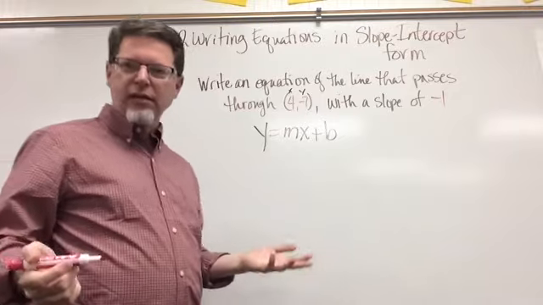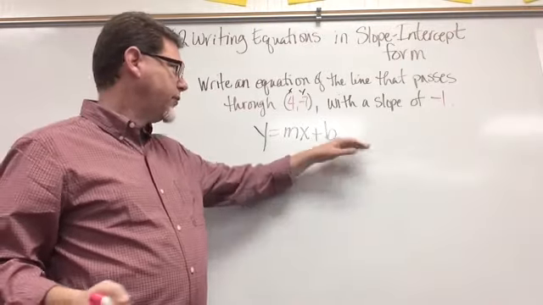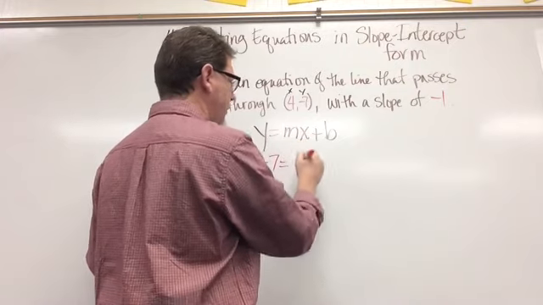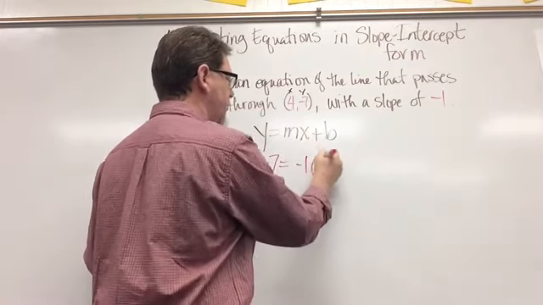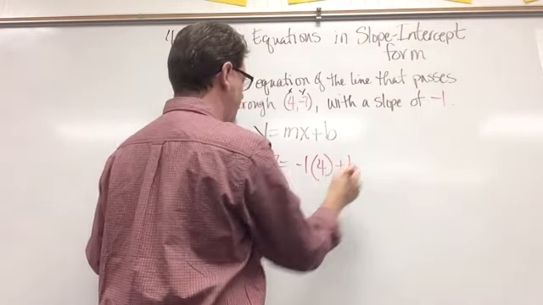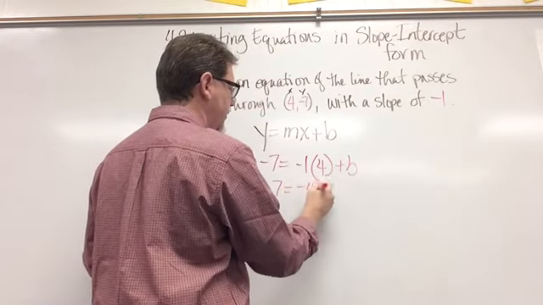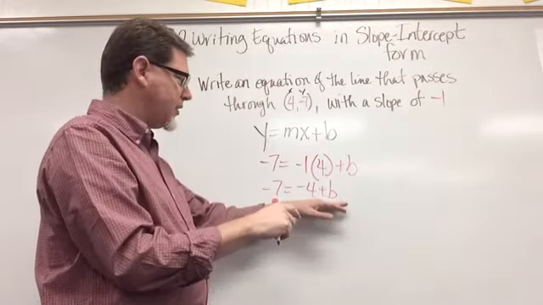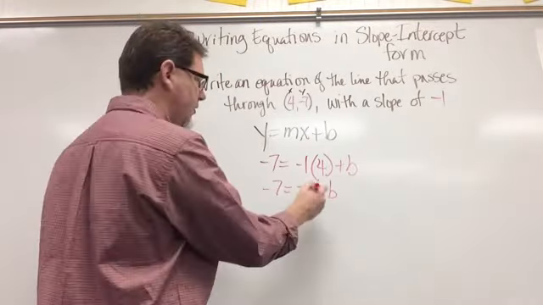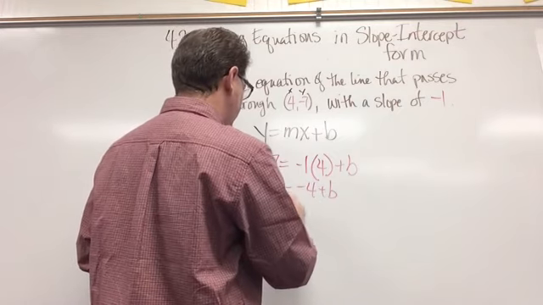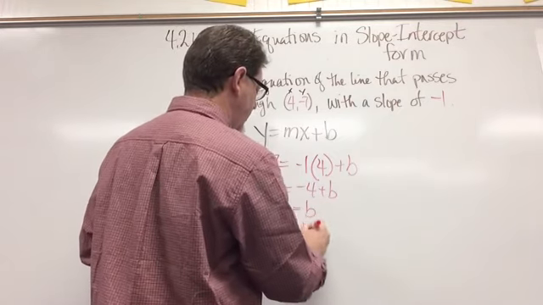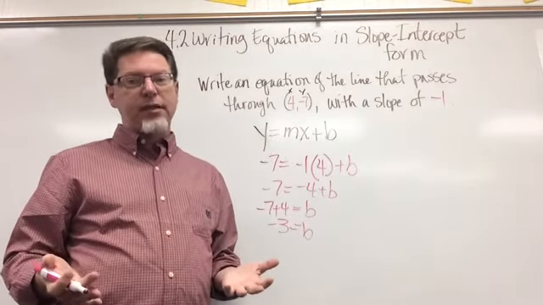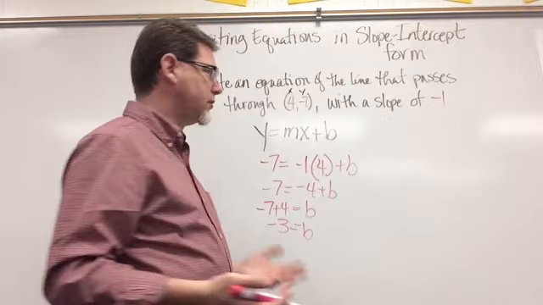So again, I'm going to do exactly the same thing. Plug in what I know to solve for b. So y is -7 equals m, which is -1, times x, which is 4, plus b. So -7 equals -4 plus b. Use the magic of the equal sign and move the -4 to the other side so I can get b by itself. So -7 plus 4 equals b. b equals -3. Now I have my slope and my y-intercept, so I can plug in my equation.